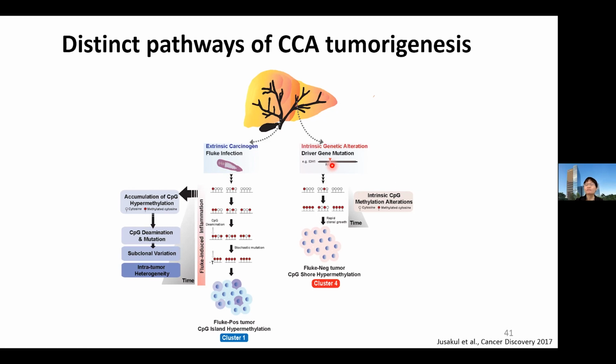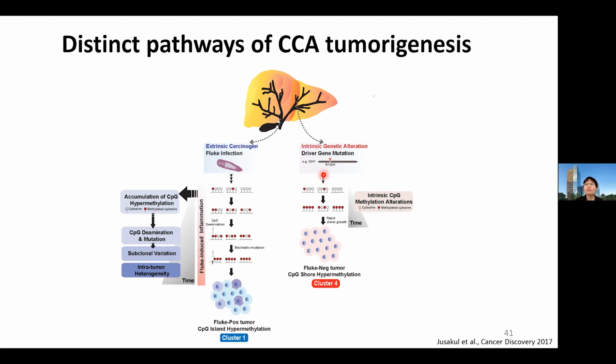secretes Fluke-associated growth factors, and induces genome-wide epigenetic deregulation. The cytosine residues then experience aberrant methylation and are at a higher risk of spontaneous deamination and mutation, which explains the enrichment of signature 1 mutations in this subtype. And because the processes of hypermethylation, deamination, and mutation are inherently stochastic from cell to cell, such events will lead to increased levels of intratumor heterogeneity.